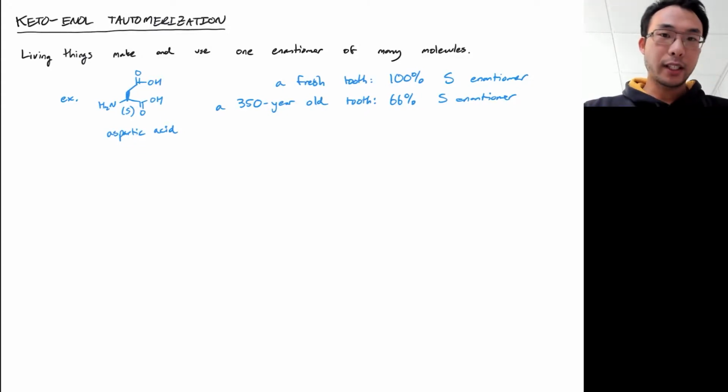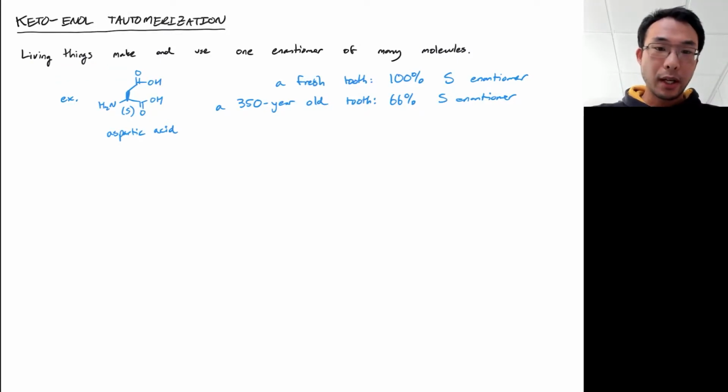And so before getting into the actual keto enol tautomerization, I wanted to put this in a little bit of context. One of the things that we deal with when dealing with organic molecules is eventually biomolecules. It turns out that living things have historically just evolved into using a specific enantiomer of many different molecules for all of the biochemistry that keeps us alive.